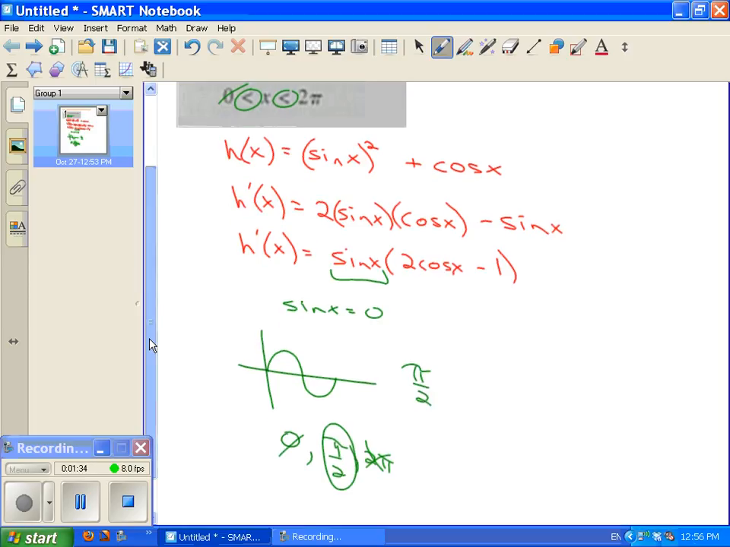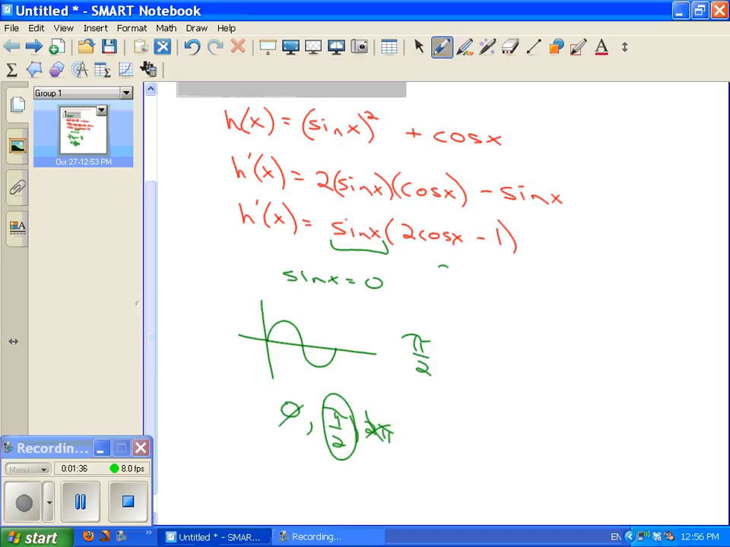All right, and then for this one, I need to figure out when 2 cosine of x minus 1 equals 0. If I add 1 to both sides and divide both sides by 2, so when is cosine of x 1/2? Now, cosine is adjacent over hypotenuse. So what kind of triangle has an adjacent of 1 and a hypotenuse of 2? 30, 60, 90. Am I looking at 60-degree angles or 30-degree angles? 60s, because my adjacent is the 1.